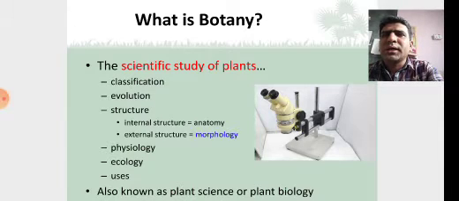It is the scientific study of plants. That scientific study includes classification, evolution and structure of plants. In the structure of plants there is external structure and internal structure. The external structure is called the morphology of the plant, and the internal structure is known as the anatomy of plants. The scientific study also includes physiology, the growth parts of the plant, meaning how the plant processes the formation of its food. That is physiology.